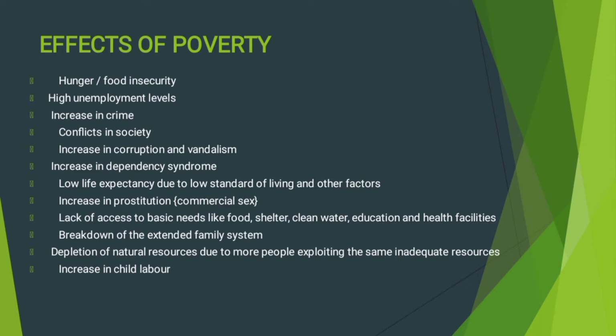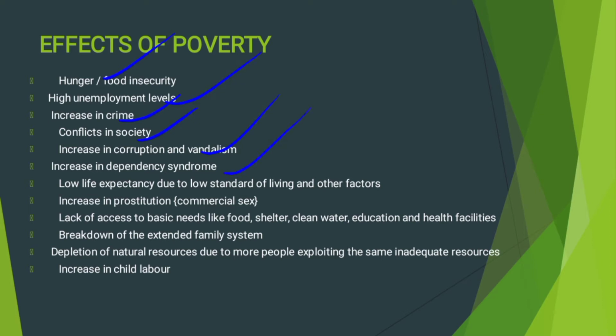1. Hunger, food insecurity, high unemployment levels, people have no jobs, increase in crime, because you don't have food, you go and steal. See, so increase in crime, conflicts in society. People tend to fight for food now because of poverty, increase in corruption and vandalism. There is no employment. What do? You corrupt so that you get the job you need.